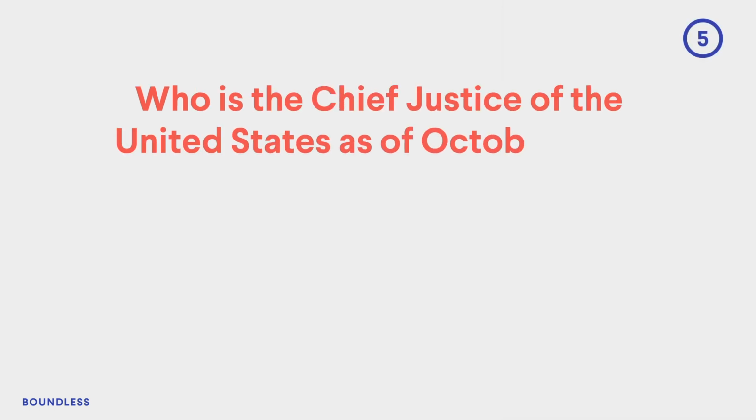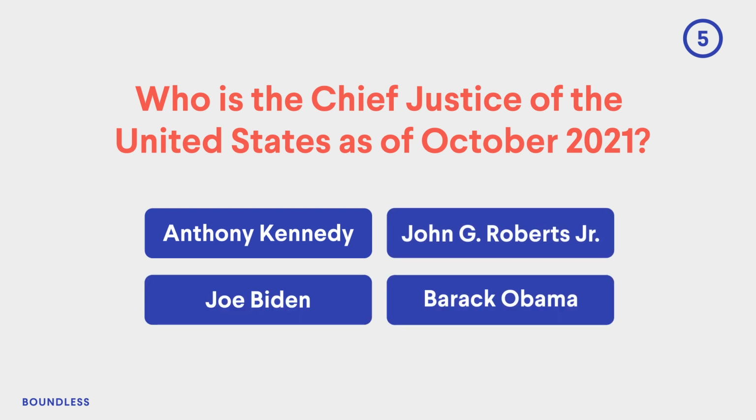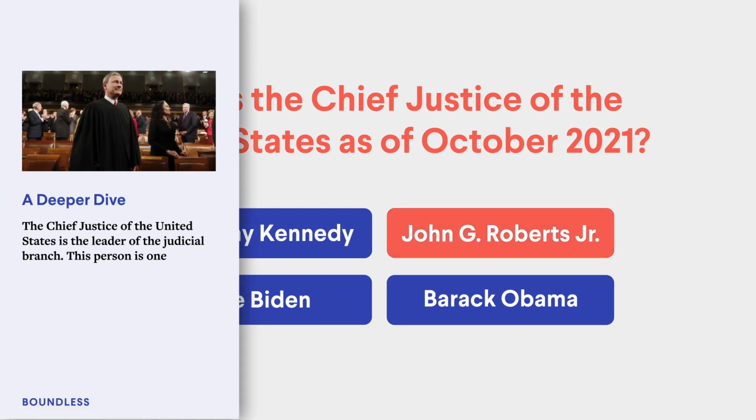Who is the Chief Justice of the United States as of October 2021? Anthony Kennedy, John G. Roberts Jr., Joe Biden, Barack Obama. Answer: John G. Roberts Jr. The Chief Justice of the United States is the leader of the judicial branch. This person is one of 9 justices on the Supreme Court.